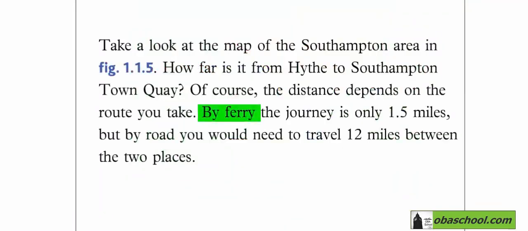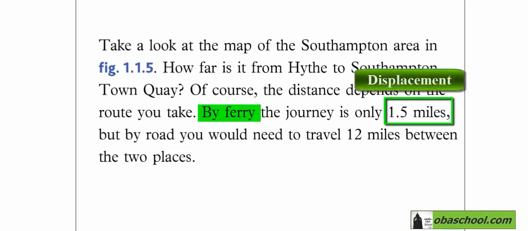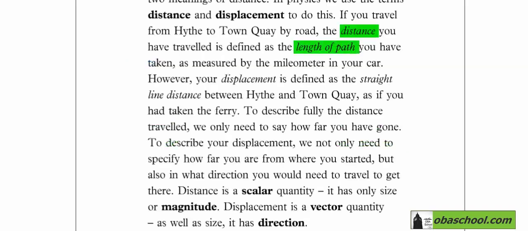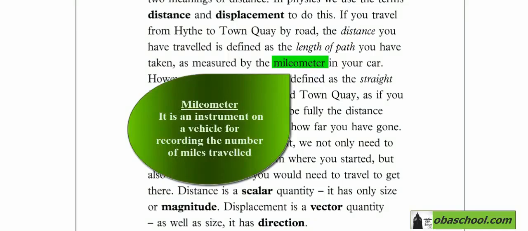Now, of course, the distance depends on the route you take. By ferry, the journey is only 1.5 miles, which represents the displacement. But by road, you would need to travel 12 miles between the two places. The distance you have traveled is defined as the length of path you have taken, as measured by the milometer in your car. The milometer is an instrument on a vehicle for recording the number of miles traveled.